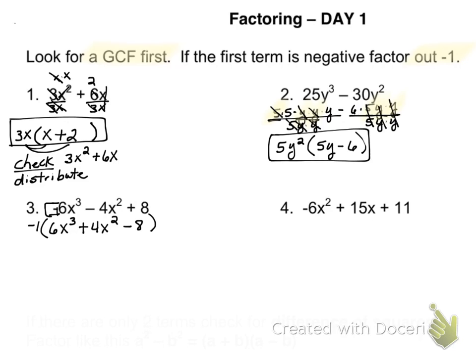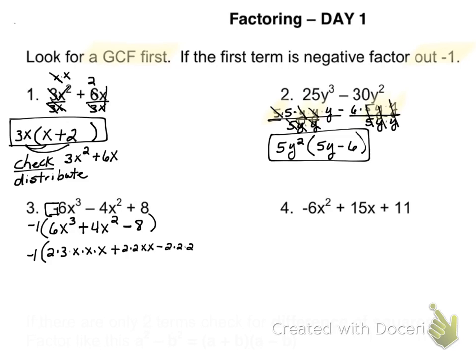Now let's look for a greatest common factor. Okay, so I'm going to leave the -1 here. And let's break this down into parts. 6x cubed is 2 times 3 times x times x times x, plus 4x squared is 2 times 2 times x times x, minus 8 is 2 times 2 times 2. So what do they all have in common?